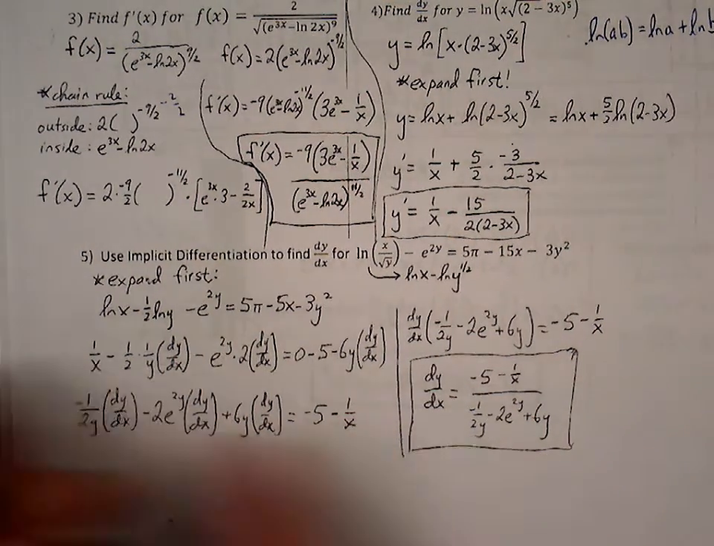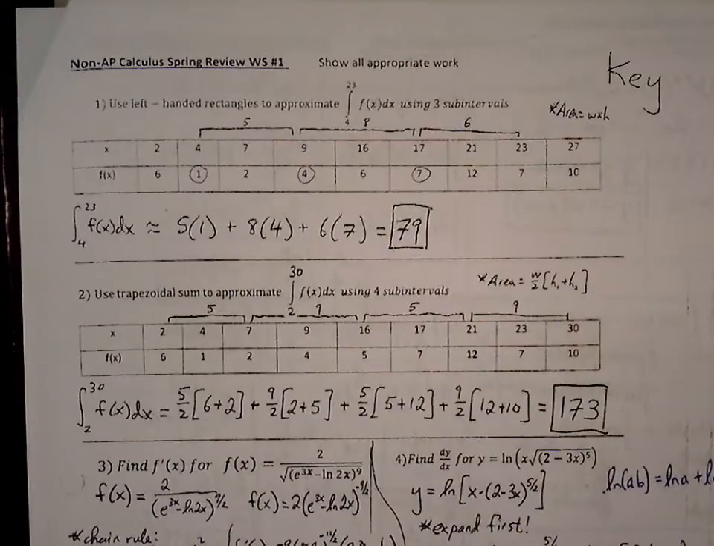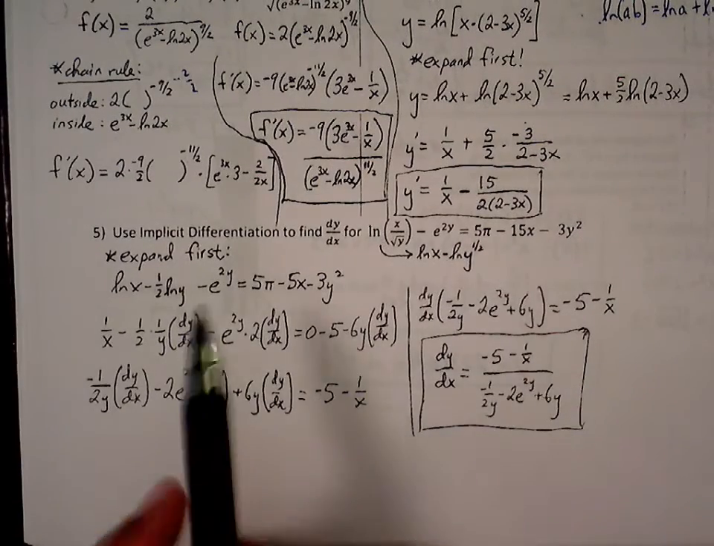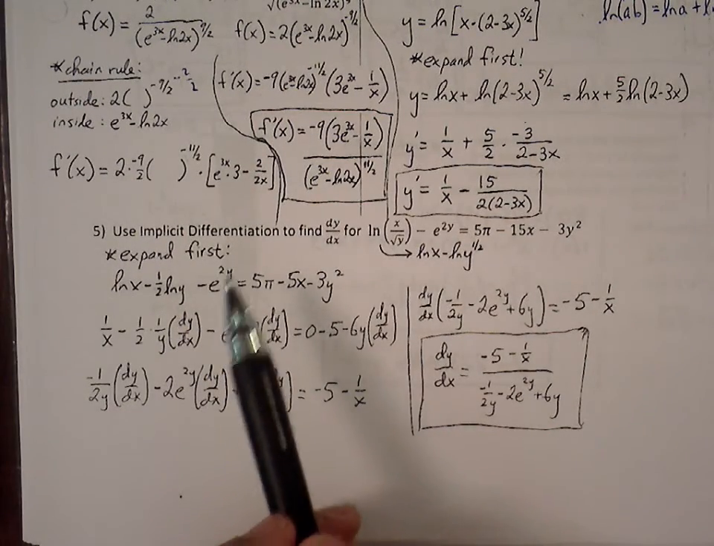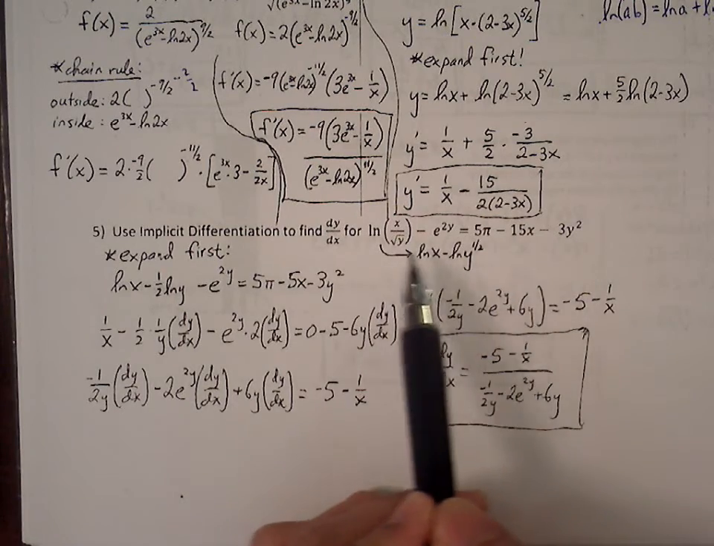We are working on Spring Review Worksheet 1, and so now we're on number 5. Number 5 says use implicit differentiation to find the derivative for our equation here.